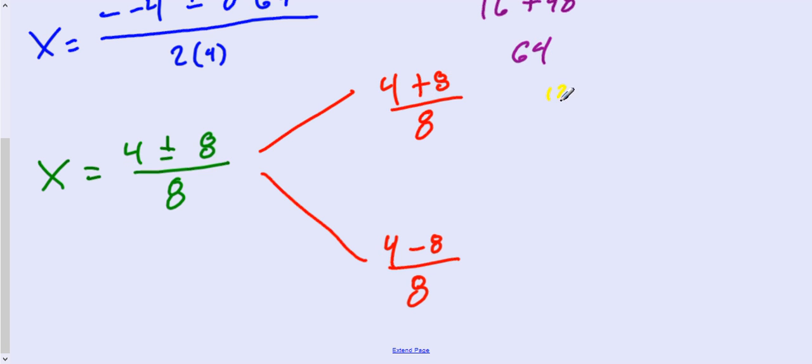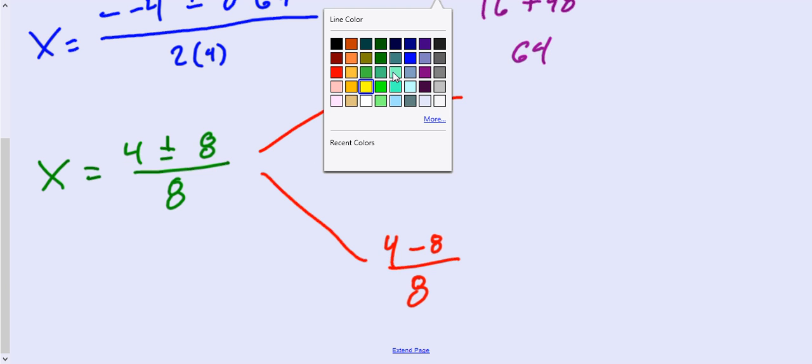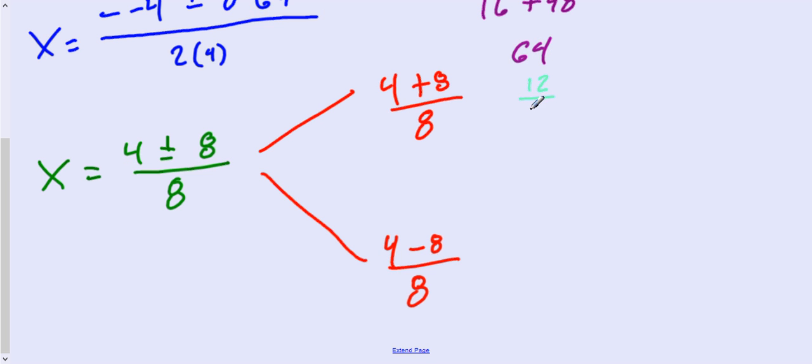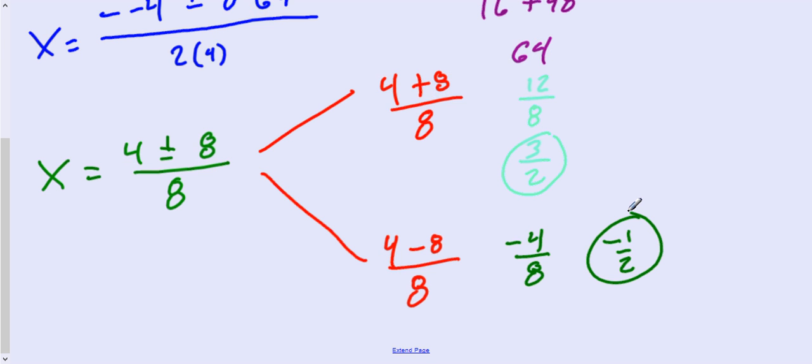The first one gives us 12/8, which simplifies. Yellow is a bad choice, so we'll change that. Just trying to use a different color here. So we get 12/8, simplifies by 4 into 3 over 2. Then our other one, we end up getting negative 4 over 8, which simplifies to negative 1/2. And there's our two answers.